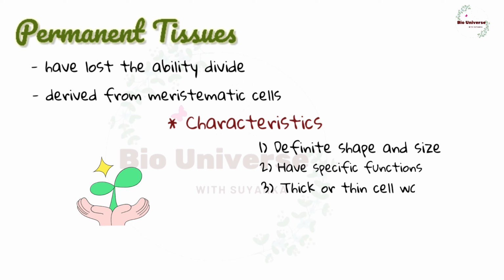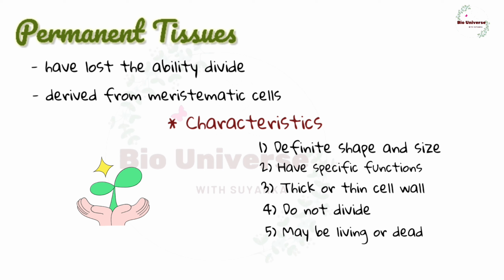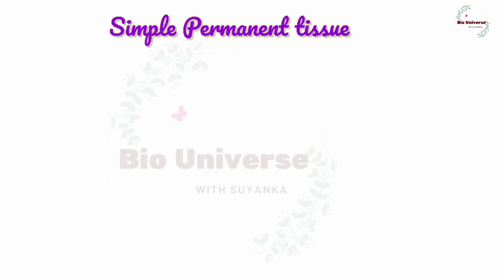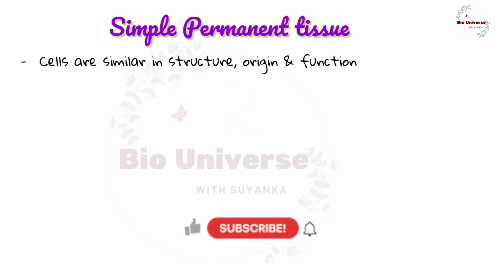Cell wall can be thin or thick. The thickening may be regular or irregular. Permanent cells normally do not divide. They may be living or dead. Permanent tissue are of two types, simple and complex. Simple permanent tissues are those permanent tissues in which the permanent cells are similar in structure, origin, and function. It is of three types, parenchyma, collenchyma, and sclerenchyma.